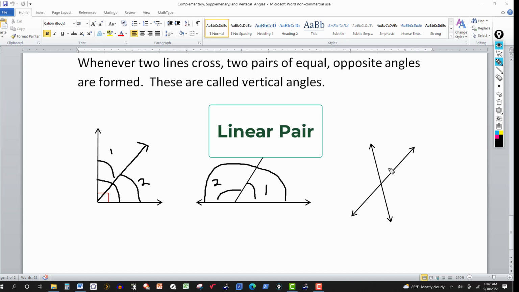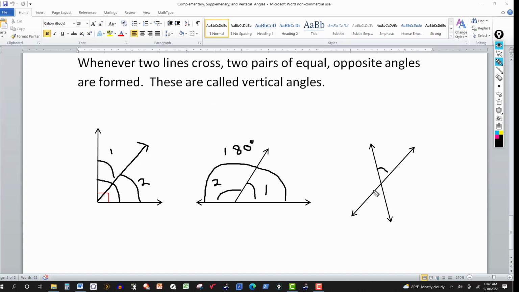Now if you got two lines crossing this way, and this angle here, let's call that angle 1, and this angle 2, those are called vertical angles. And they are congruent. They have the same measure. I call this angle over here 3, and this one 4. Those angles are vertical angles. They have the same measure, so they're congruent. So anytime two lines cross this way, they form two pairs of vertical angles, and those are congruent. 1 and 2 have the same measure. 3 and 4 have the same measure.